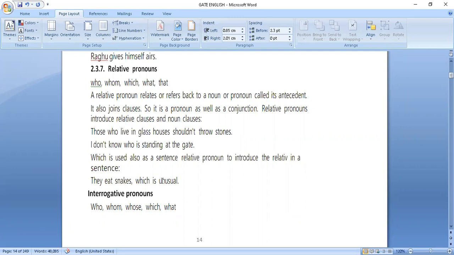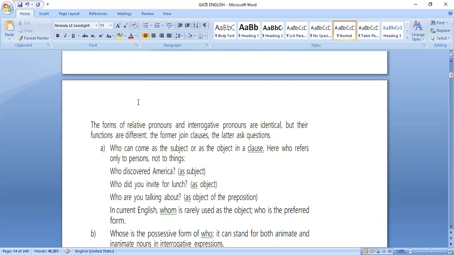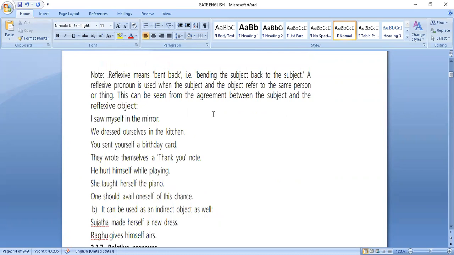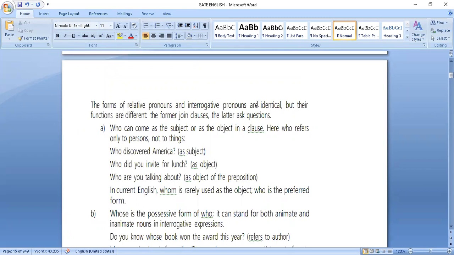Now, interrogative pronoun. Who, whom, whose, which, what. How many interrogative pronouns are there if I ask you? You will say five interrogative pronouns: who, whom, whose, which, what. The forms of relative pronouns and interrogative pronouns are identical, but their functions are different. The former joins clauses, but the latter asks questions.